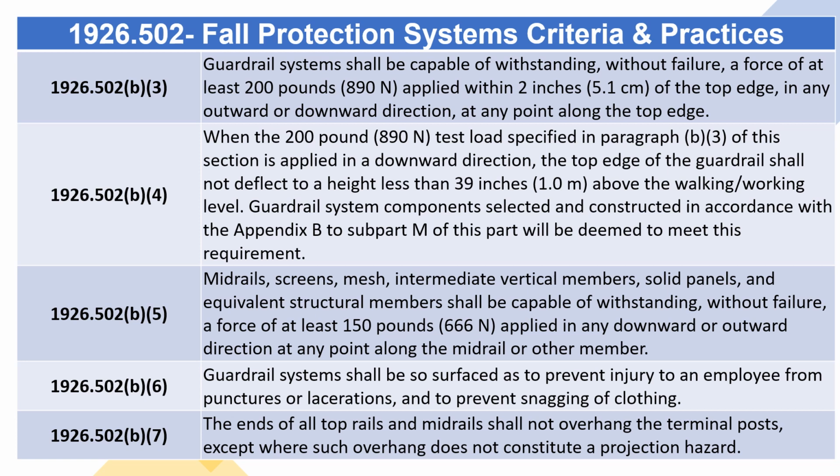1926.502(b)(5). Midrails, screens, mesh, intermediate vertical members, solid panels, and equivalent structural members shall be capable of withstanding, without failure, a force of at least 150 pounds (666 newtons) applied in any downward or outward direction at any point along the midrail or other member.